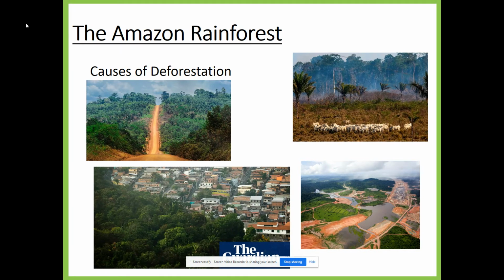The fourth cause, nice and simple, it's mineral extraction. And that's where trees in the Amazon rainforest are cleared in order to make way for huge mines. Now, in terms of the Amazon, there are lots of valuable materials which can be mined. Great examples might be iron, nickel, copper, lead, zinc, and gold. So many different valuable materials are being mined.